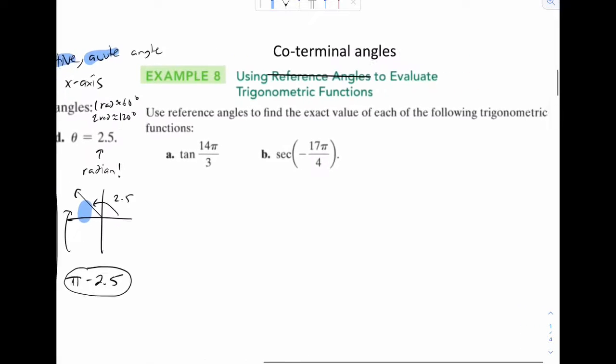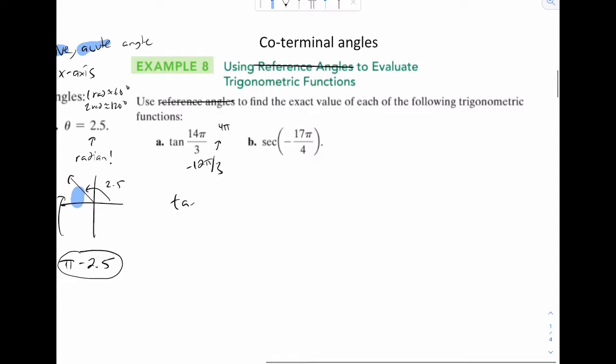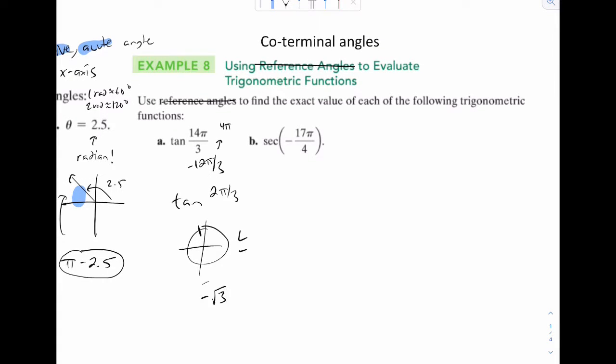Okay, next part. So it says use reference angle, so we're actually not really going to do that. We're actually going to use coterminal angles to figure this out. So meaning I want to take off 12 pi over 3, because 12 pi over 3 is equal to 4 pi, so I want to remove those rotations. And I'm left with 2 pi over 3. Now we practice our unit circle method. 2 pi over 3 is right there. That's going to be negative for tangent, so negative root 3 is our answer.